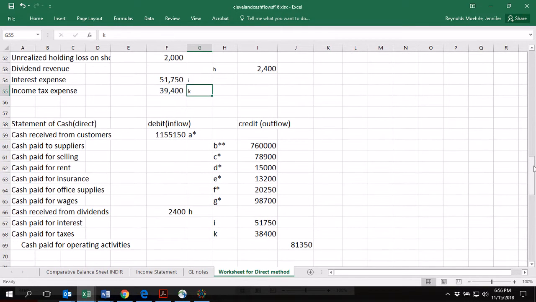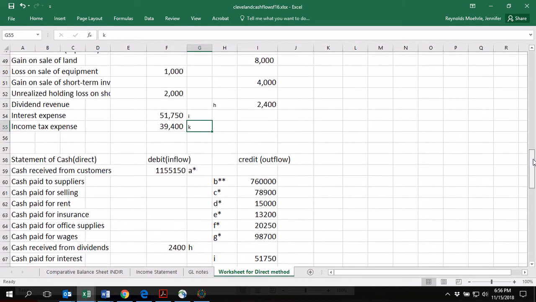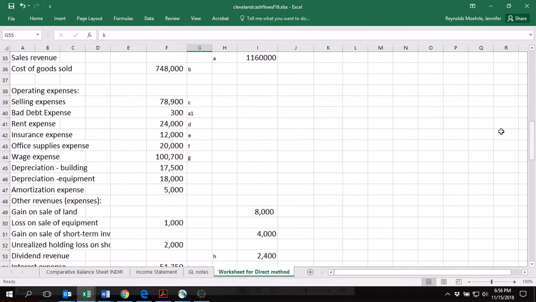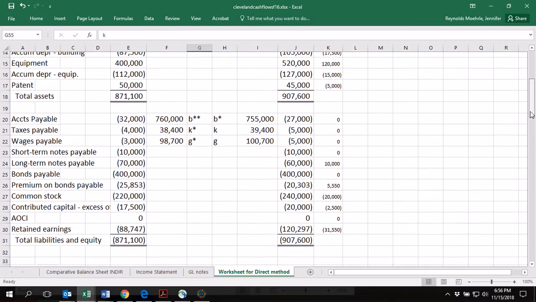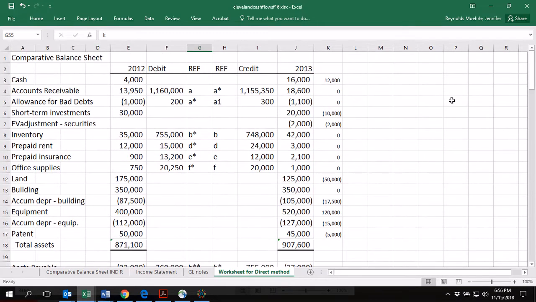Now, we're done with the operating section. We haven't cleared everything off this income statement, but what we're actually going to do now is look back up at the balance sheet, because now we're done with the operating activities. So if I was to look, just to verify, that's an operating activity, that's an operating activity. Everything that we've cleared out was an operating activity, okay? So we didn't clear out the building, it just didn't change. So now we need to think about investing activities.